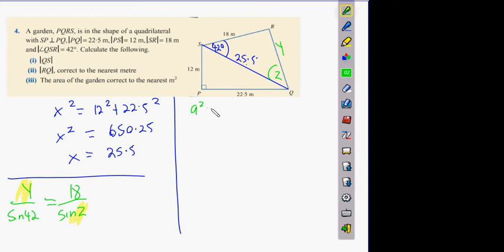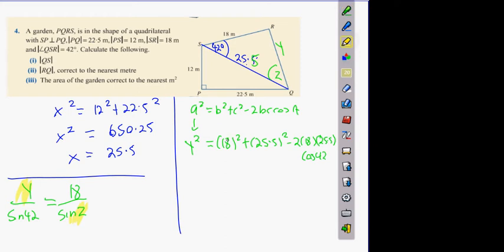A squared equals B squared plus C squared minus 2BC cos A. What are you going to put in the A position? What's the thing? Y. Y squared. Okay. What are B and C going to be? 18 and 25.5. 18 squared plus 25.5 squared minus 2 times 18 times 25.5 cos 42.